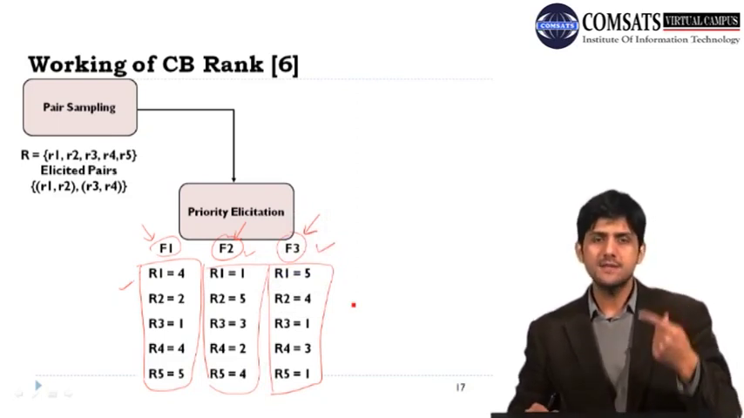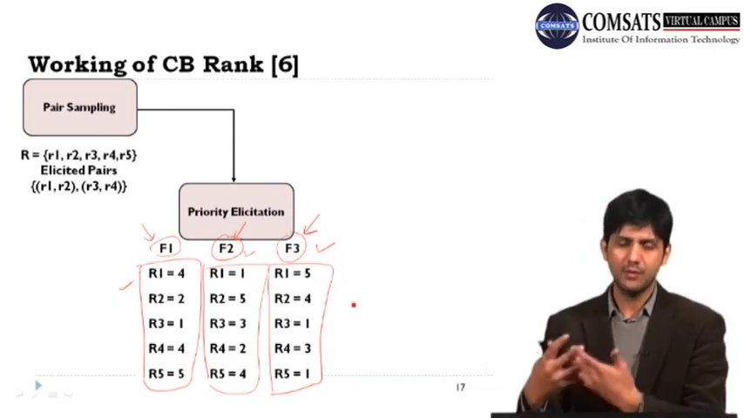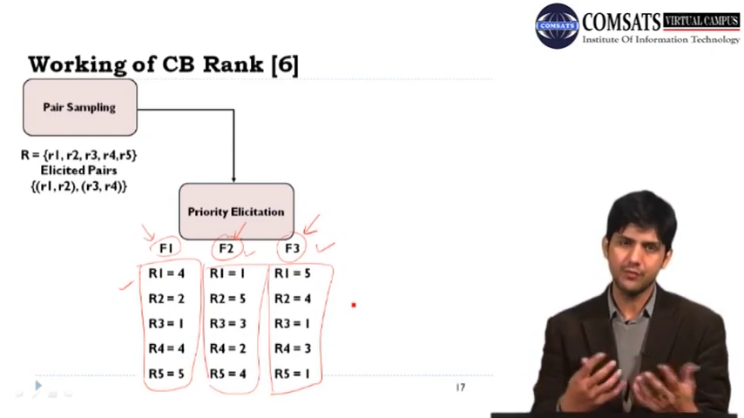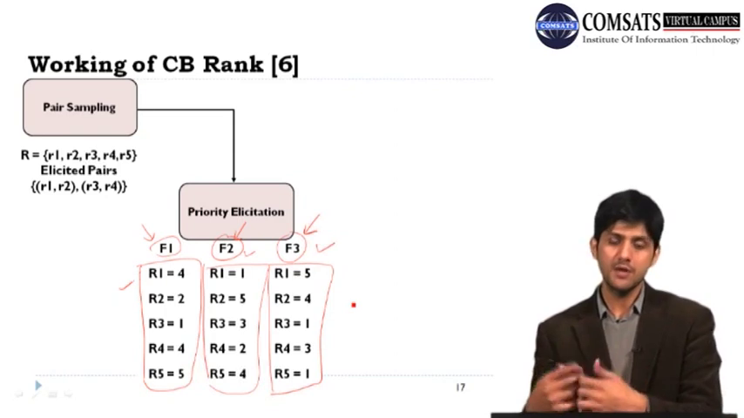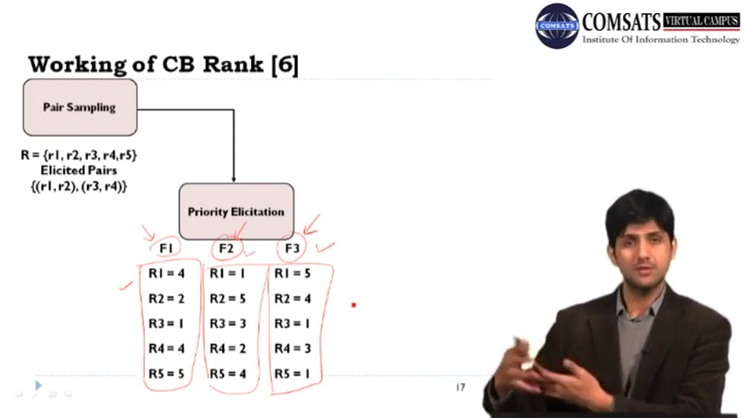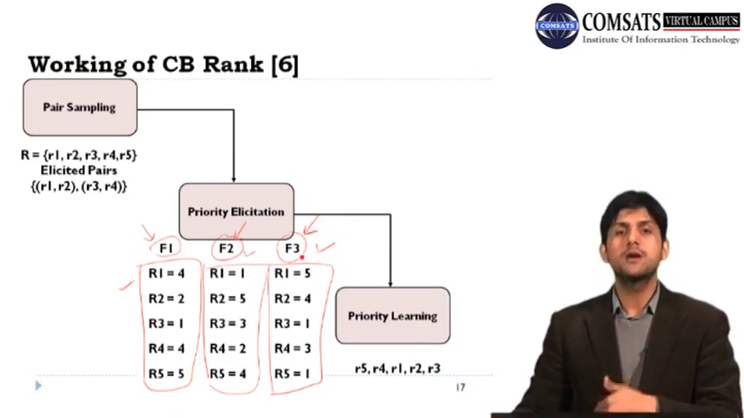because we asked a human to rank the requirements. It can be one person, it can be multiple persons. For example, function 1 may be the criteria of stakeholder 1, function 2 may be the criteria of a domain expert, and function 3 may be the criteria of another domain expert or a team leader. And then comes the final step, which is the priority learning.